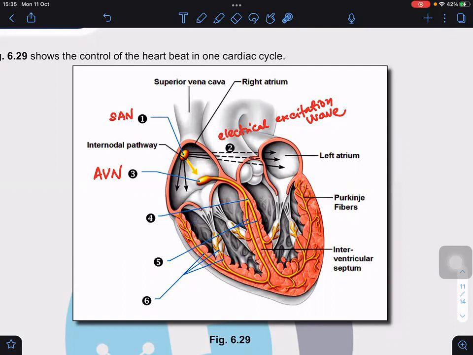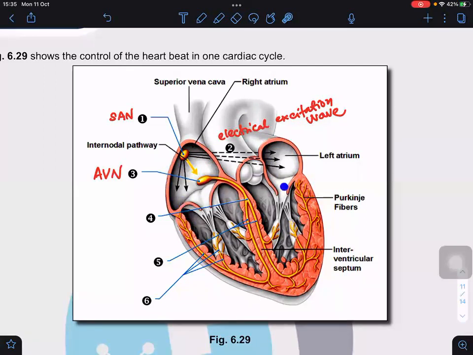Can you see that? Okay, so again, how do you describe it? First, this is the SAN, the sinoatrial node. What does the sinoatrial node do? It initiates the cardiac cycle. How does it initiate? It contracts, and the contraction of the SAN sends out an electrical excitation wave. This wave is picked up by both atria, so the atria respond by contraction. So atrial systole takes place.